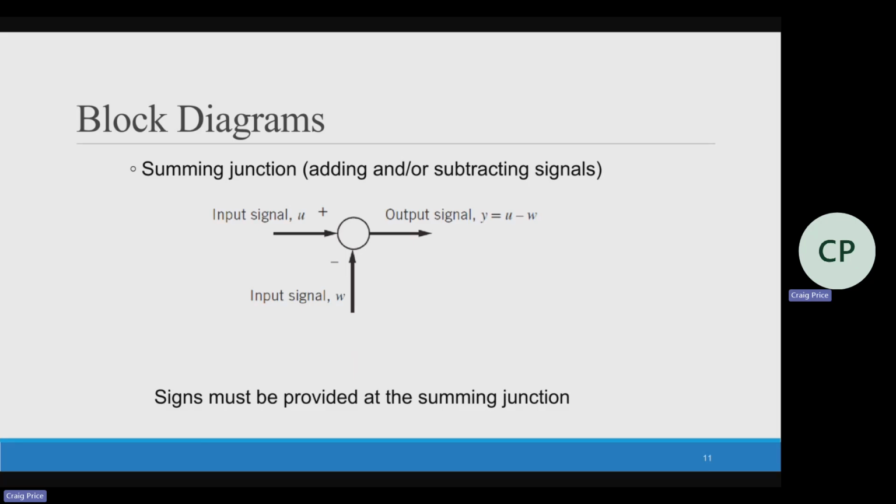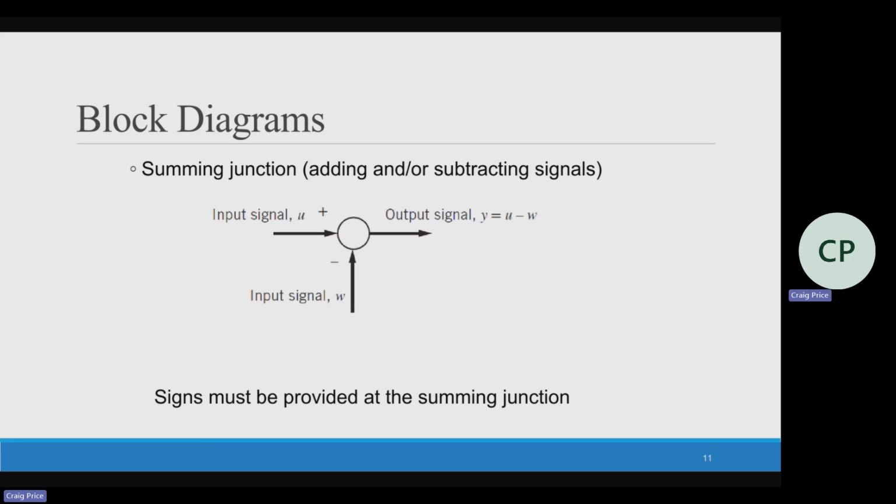So in MATLAB, you can set, I have 10 inputs. 5 of them are positive, 5 of them are negative, or whatever. But the output signal in this case, if I have a plus and a minus, Y output equals U minus W. And so it'll ask you for the signs there.